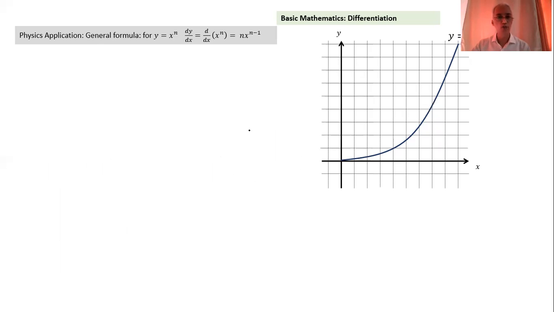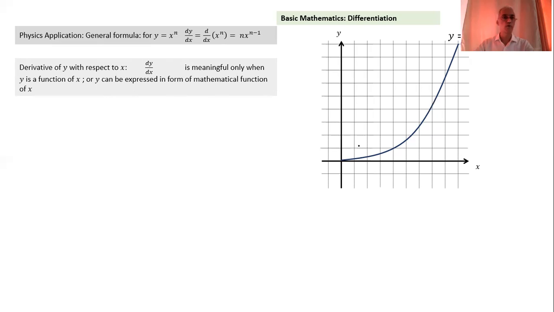Basically, we had done it for xy. Sometimes xy doesn't give you an understanding of what the slope means. So again, let's take a physics application. In the physics application, on the x-axis we have some physical quantity, and on the y-axis we have some related physical quantity. Then it becomes a typical physics example. So let's do that one also. It's meaningful. First of all, when we have this kind of expression, it is meaningful only when y is a function of x, or y can be expressed in the form of a mathematical function of x. Then only does this kind of dy by dx work.